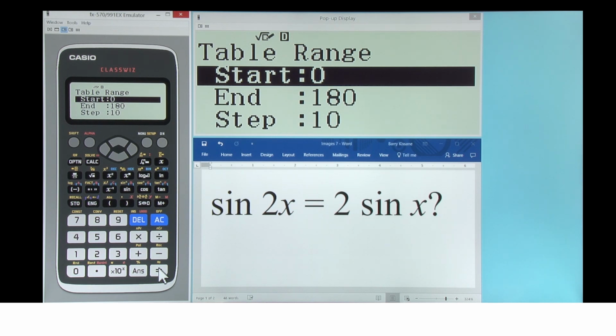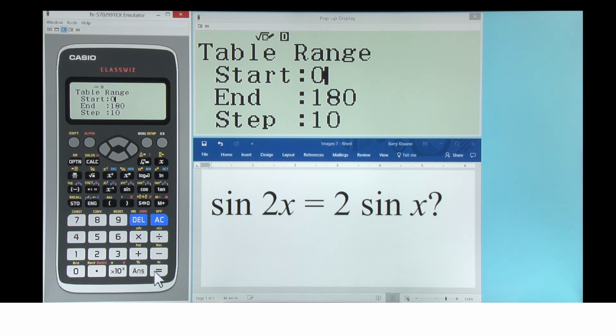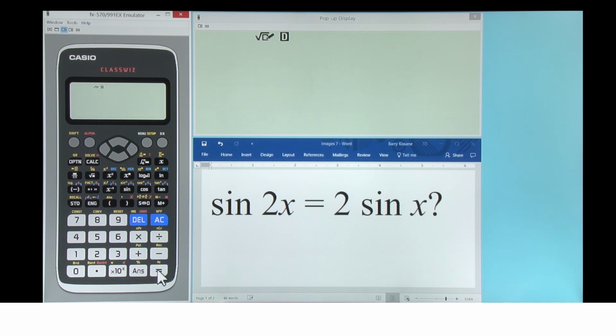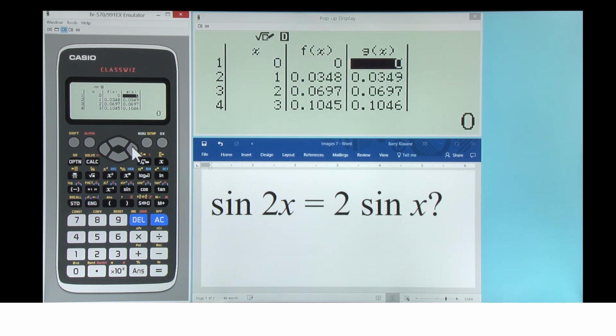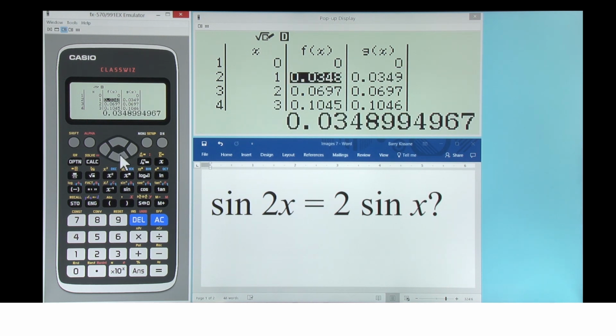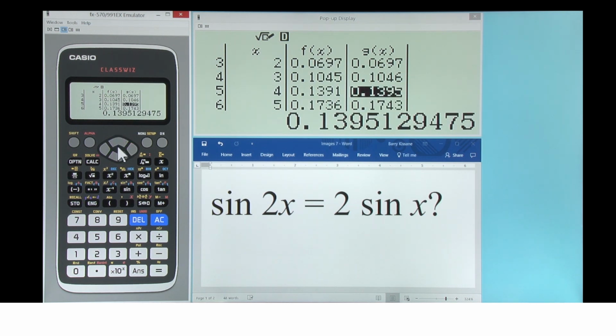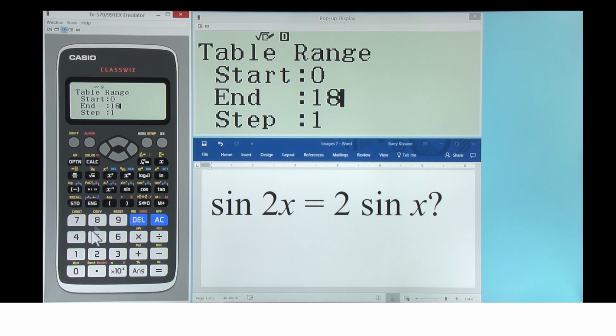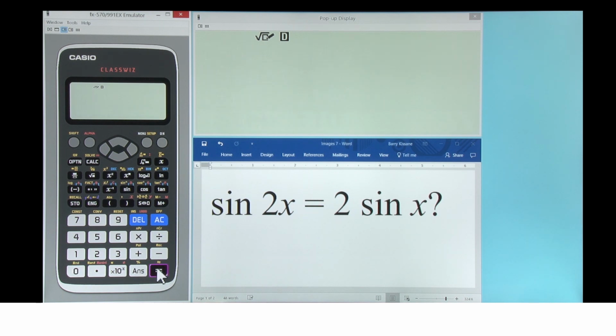Let's start with some small values this time, say from 0 to 5 in steps of 1, and make the two tables. Here we go. And it looks like they're about the same. They're both 0, 0.348, 0. They're not quite the same. Not quite, but very close. So students might think, yes, it seems reasonable, but it's a good idea, of course, to check a wider range of values. So let's go back and check a bigger range of values, say 0 to 180 degrees in steps of 10, and see if they are in fact mostly the same.